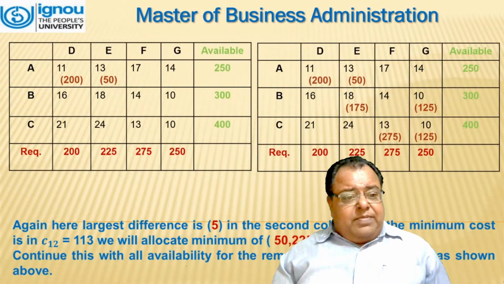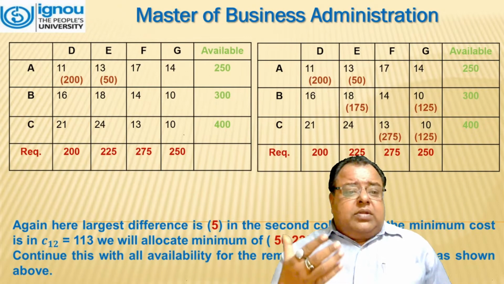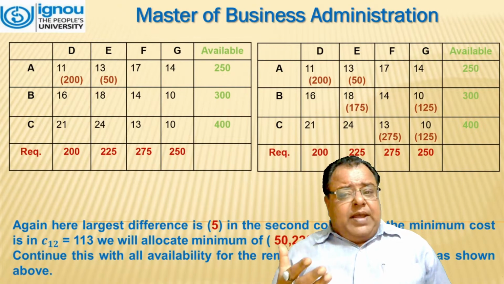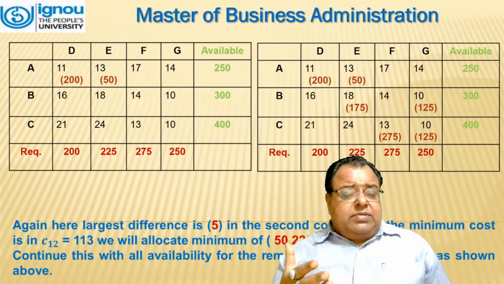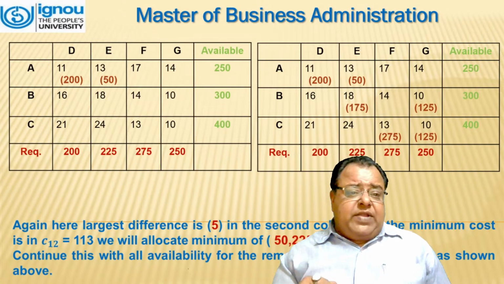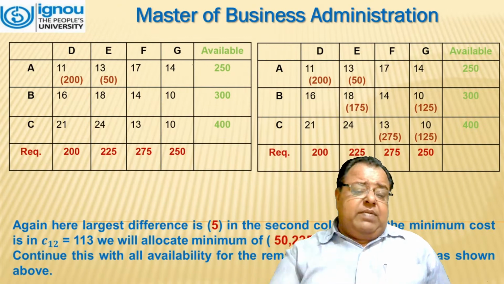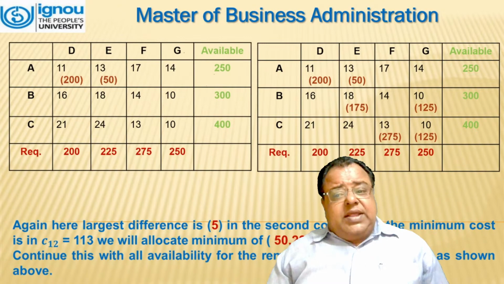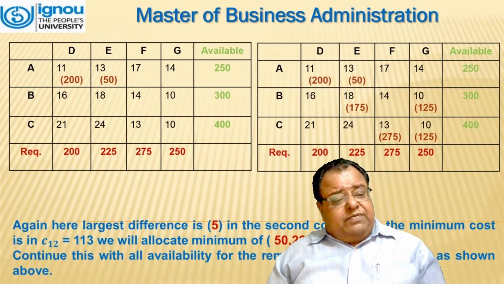Going back to the problem, we can see that 50 is left. That means we will be allocating 50 over there. And in the column we are left with 175. So we will be allocating down the line over there. Now the question is how to proceed further.